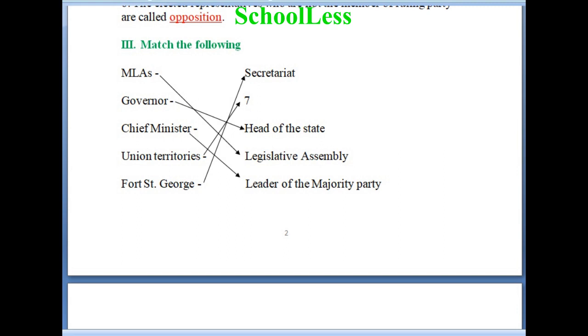Governor is called the head of the state. Therefore, Governor, head of the state is the right pairing. Chief Minister is the leader of the majority party, we have seen in the lesson. Therefore, that is the correct pairing. And Union Territories, there are 7 Union Territories in the country. Therefore, 7 is the right pairing. And Fort St. George represents the Secretariat of the Tamil Nadu state. Therefore, Fort St. George matches with Secretariat is the answer.